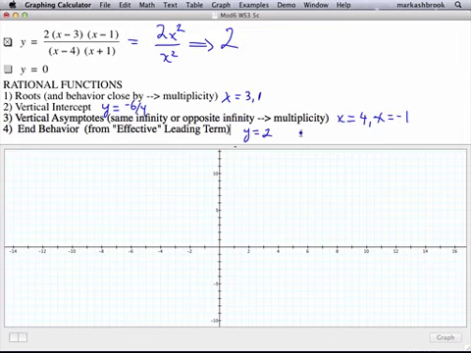So in about a minute, I'll do the graph. If you want to go, you're free to go. If you want to stay around, I'll do it.